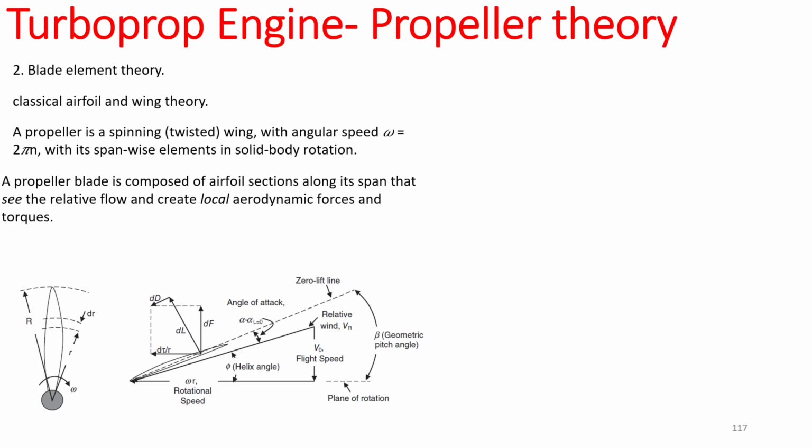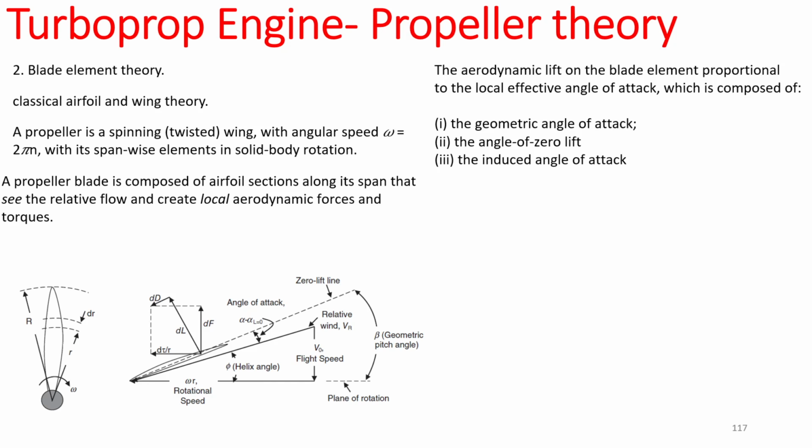We have some definitions to make here. The first one you want to be aware of is that the aerodynamic lift on the blade element is proportional to the local effective angle of attack, which is composed of a geometric angle of attack and the zero lift angle of attack, as well as an induced angle of attack. I'm pretty sure you are all familiar with all three terms at this point, so we don't need to go over them. But there is one problem with the blade element theory: we are not analyzing the three-dimensional aspects of the blade, but we can comfort ourselves with thinking that including the induced angle of attack is bringing in some three-dimensional effects on this blade, right?